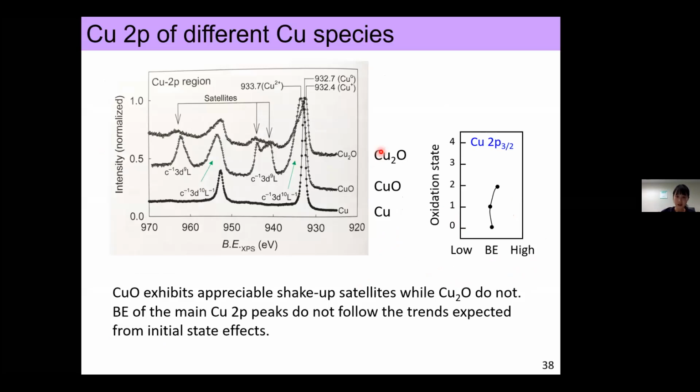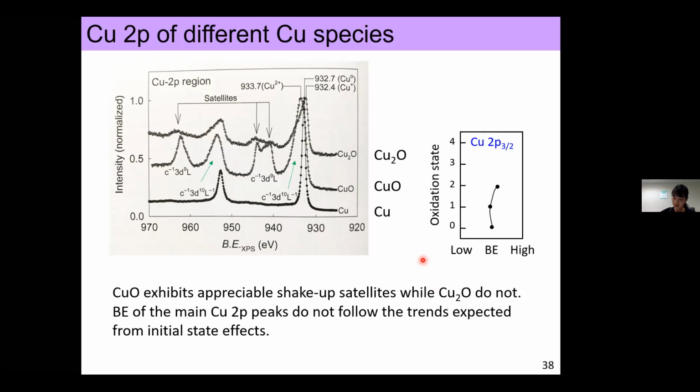So this is the Cu 2p XPS spectra from Cu(I) oxide, Cu(II) oxide, and Cu. The orbital is the 2p region. The significant satellite peaks are clearly observed in Cu(II) oxide. This shows the dependence of binding energy on its oxidation state. The binding energy of the main Cu 2p peaks does not follow the trends expected from initial state effects. It means the final state effect is dominant.